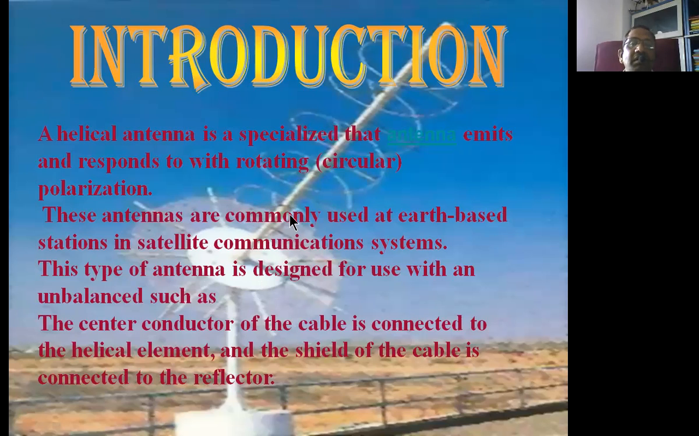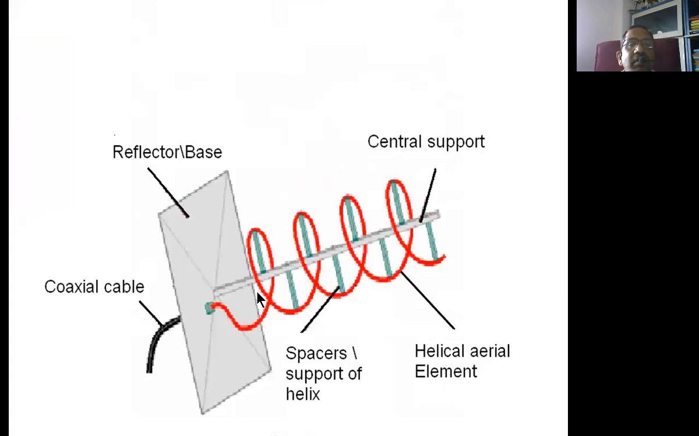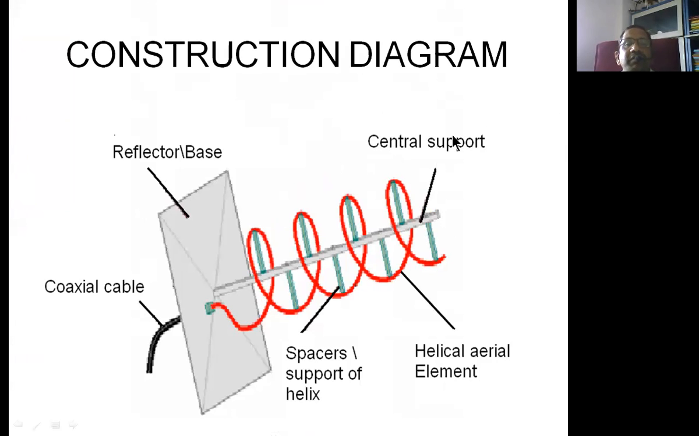That means this is the helix, and the shield is connected to the reflector. This disc you are seeing is known as the reflector. Let us look into the various parts of this particular helical antenna. This disc shape is nothing but the reflector base.